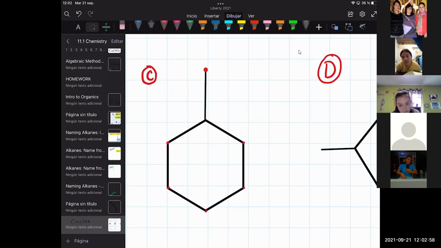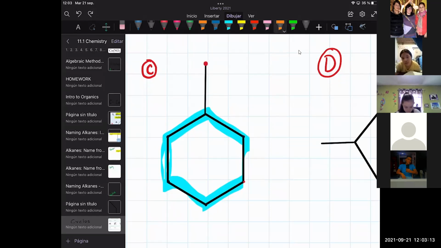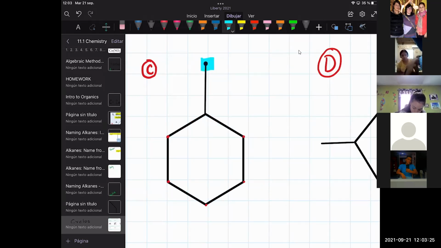For this particular example, you notice that I have a cyclo right here, but something is external to the cyclo. I have a branch, and you know what happens when we have a branch? We need to name it, we need to include the branch in the name. So the branch or the alkyl that has one carbon is called methyl. But it's not only that.